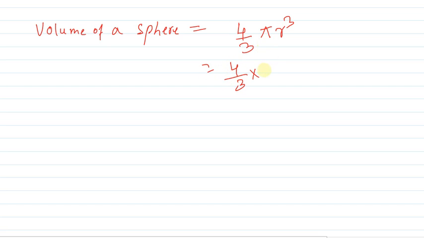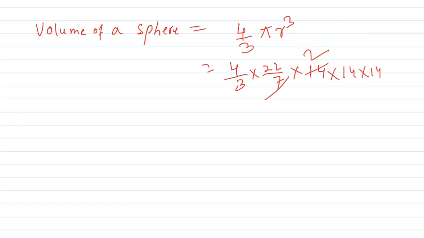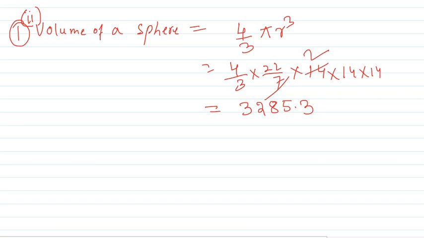What is the value for pi? 22 by 7. And what is the value for r? 14. We write it 3 times. It is 14 into 14 into 14. That means it will become 7 to the 14. All right. Now do the calculation. It will be centimeter what? Cube. Yeah.